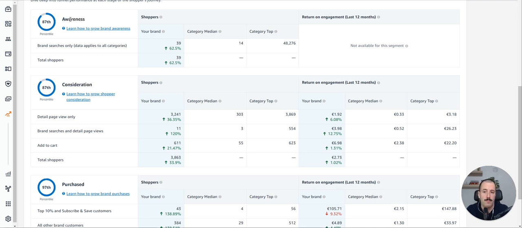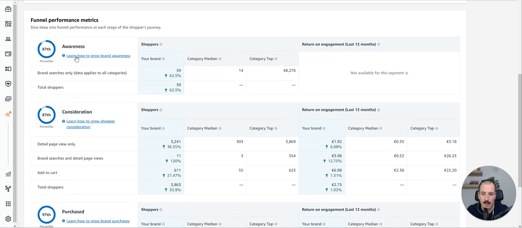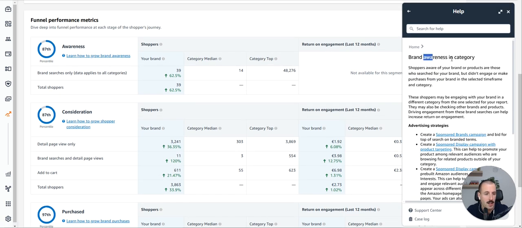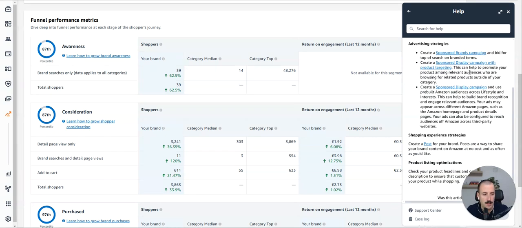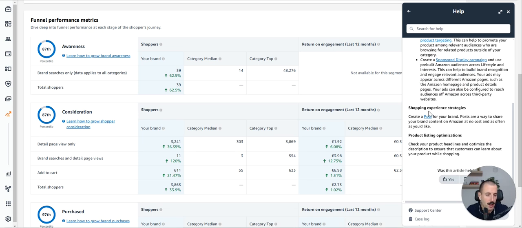So more broad campaigns, maybe some sponsored display. They even say here when you click how to grow brand awareness, you have some explanations: create sponsored brand campaigns and bid on top of search on branded items, sponsored display, of course, with maybe product targeting or audience targeting. That all works when you go ahead and create posts.